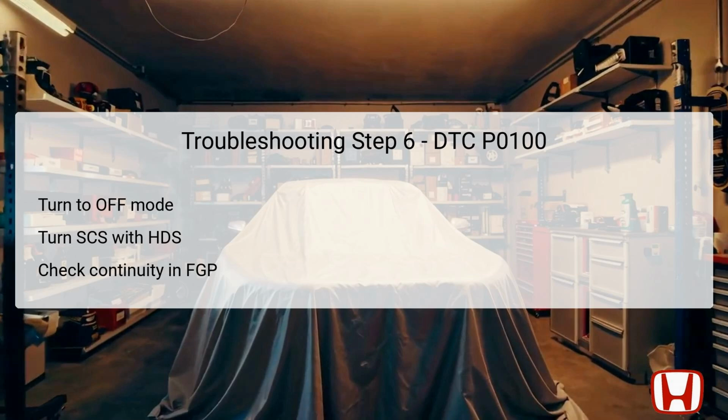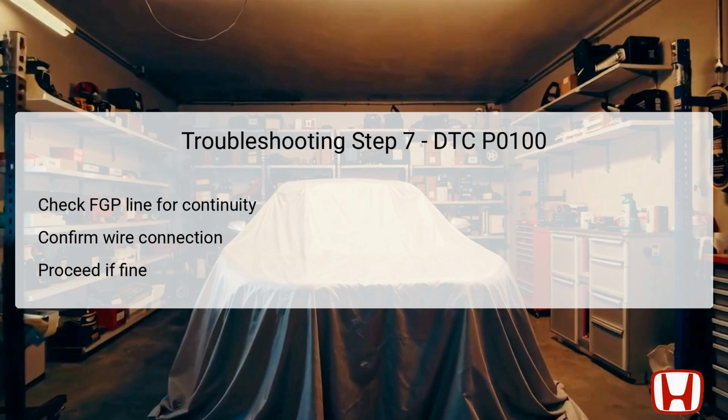The focus of this test is to check continuity between terminal number 1 of the MAF connector and body ground. If there is continuity here, it indicates that the wire known as the FGP is shorting to ground, requiring immediate attention and repair to restore proper function. No continuity suggests that the FGP wire is intact, allowing the diagnostics to progress to the subsequent steps.